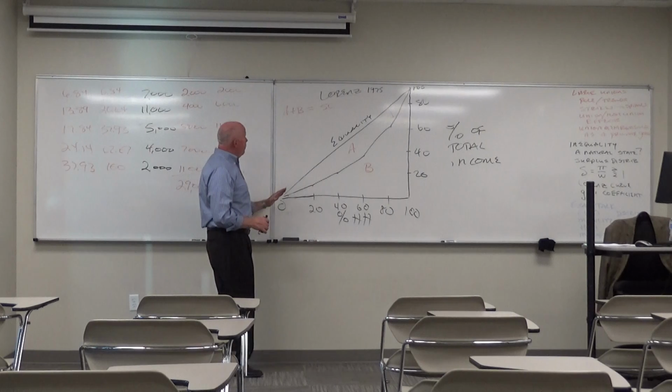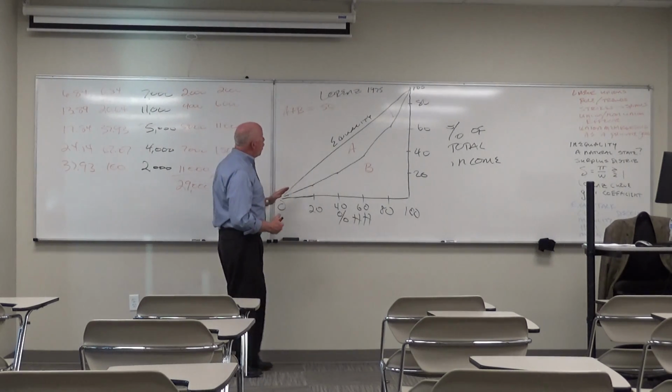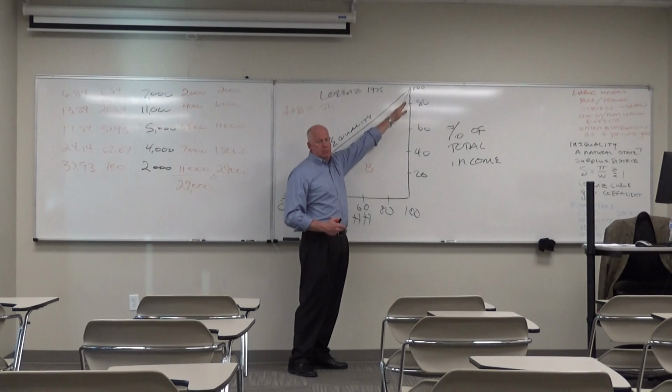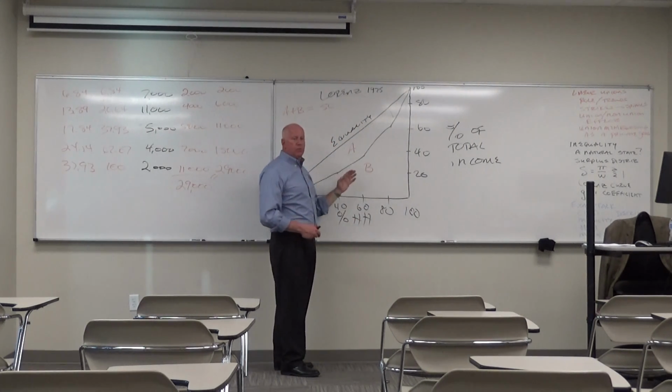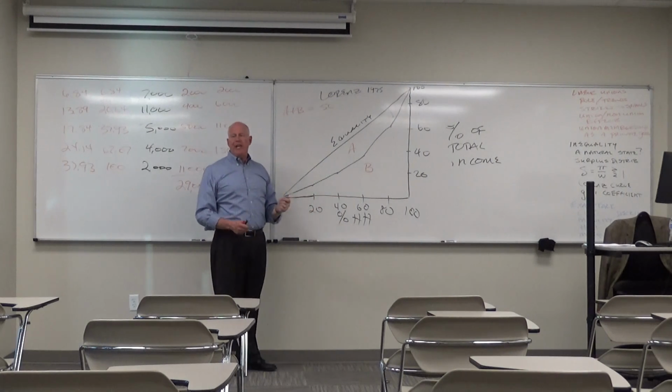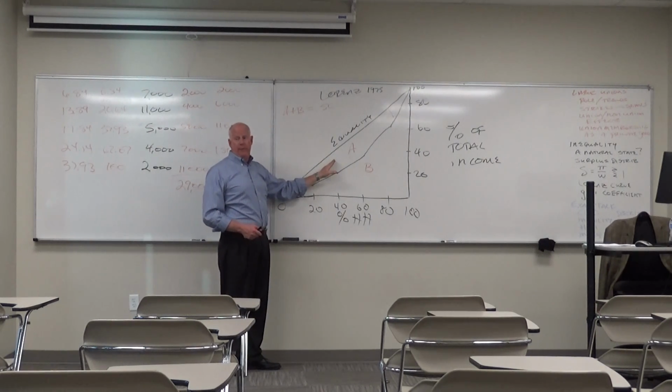If we were fortunate in a kumbaya kind of way to be on the line of equality, then A plus B would still be 0.5. It's just that A would be 0 and B would be 0.5. Okay? And it's conceptually possible to be on the line of equality.